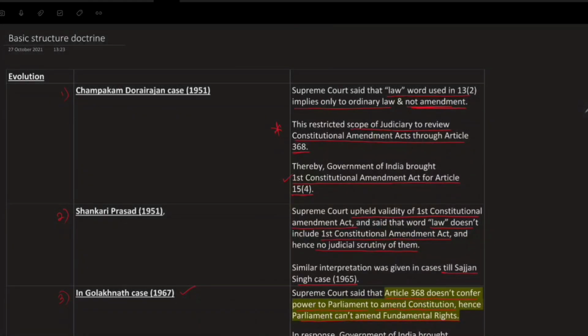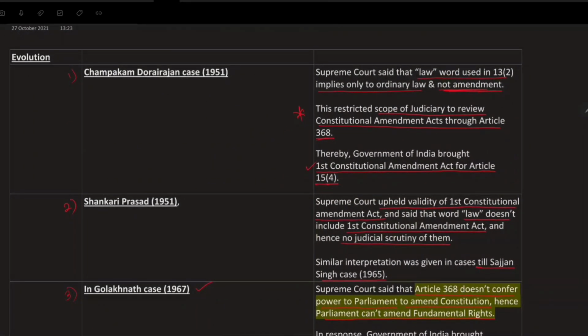Evolution of basic structure. First, Champakam Dorairajan case, 1951. The Supreme Court said that the word law used in Article 13(2) applies only to ordinary law, not amendments. This restricted the scope of the judiciary to review constitutional amendment acts through Article 368. Thereby, the Government of India brought the first Constitutional Amendment Act for Article 15(4).